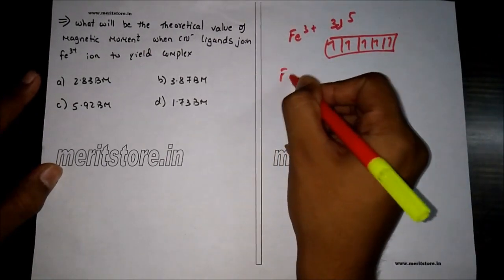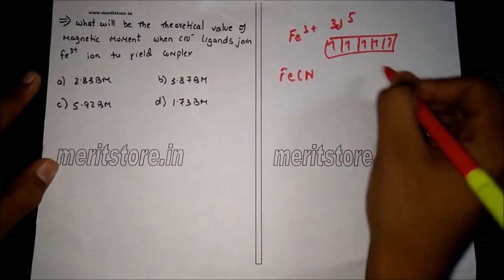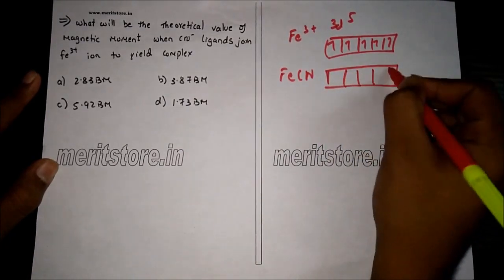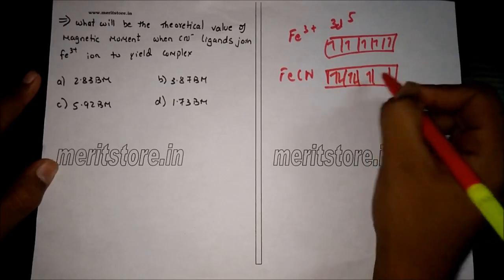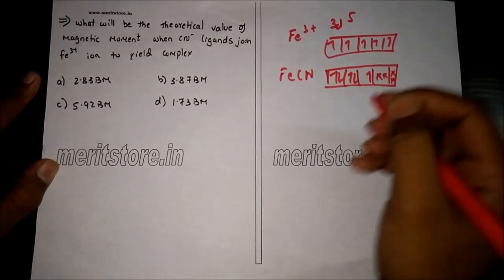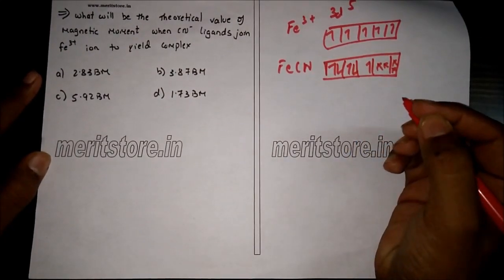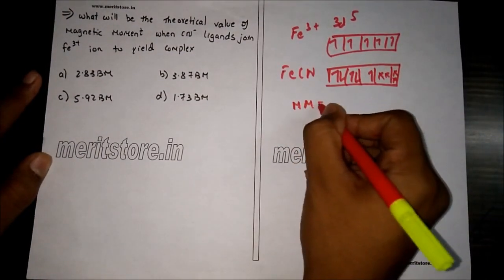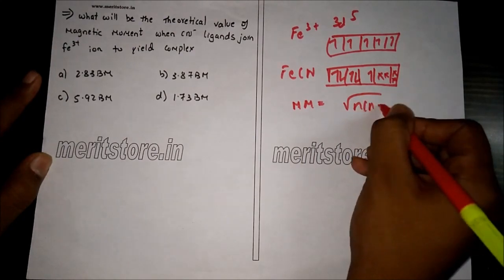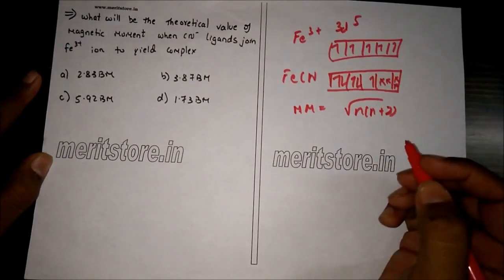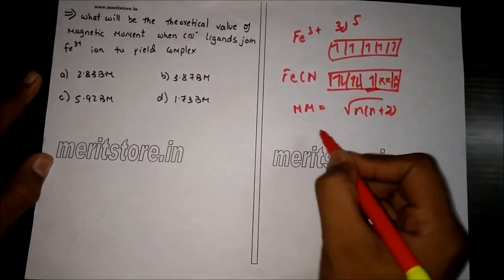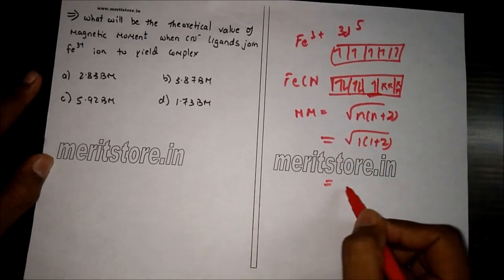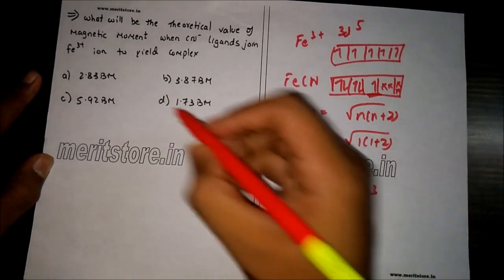When Fe joins CN, however, CN is a strong field ligand, and therefore the electrons get paired and only one unpaired electron is left. Therefore, CN is a strong field ligand, so it forms low spin complexes after pairing of electrons. The magnetic moment is given by root of n into n plus 2, where n is the number of unpaired electrons. Here the number of unpaired electrons is 1. Therefore, root of 1 into 1 plus 2, which is equal to 1.73. The correct answer here is option D.